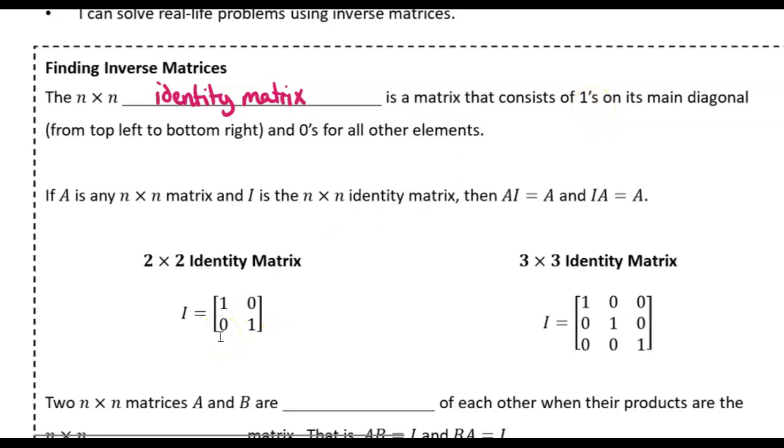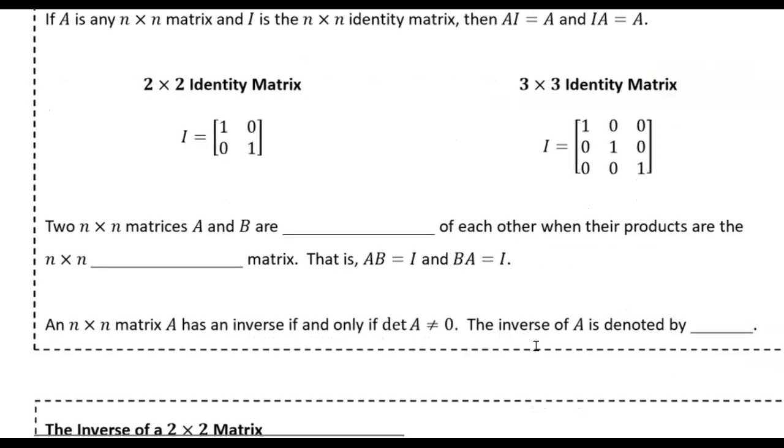So look at this one. This is the 2 by 2 identity matrix. See how it has ones on this diagonal and everything else is zeros? Or on 3 by 3, it has ones on this diagonal and everything else is zeros. Those are the identity matrices.